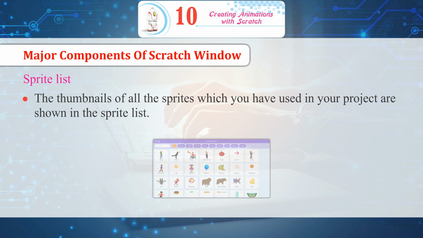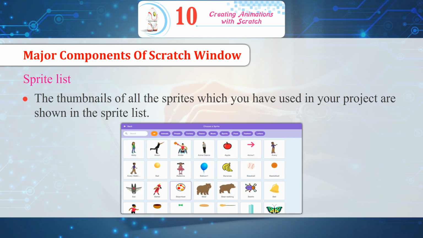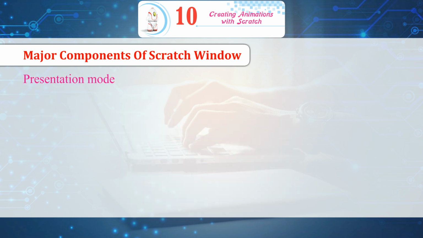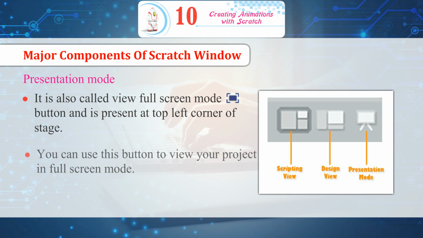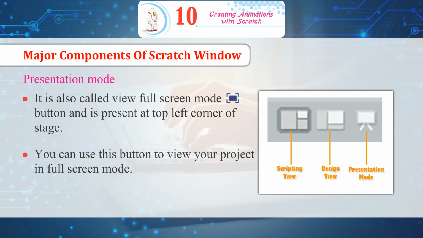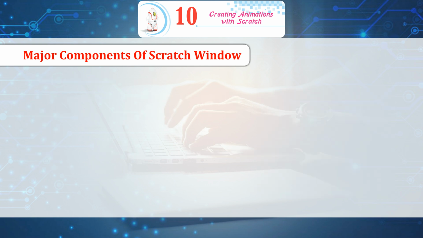Sprite list. The thumbnails of all the sprites which you have used in your project are shown in the sprite list. Presentation mode. It is also called View Full Screen Mode button and is present at top left corner of stage. You can use this button to view your project in full screen mode.